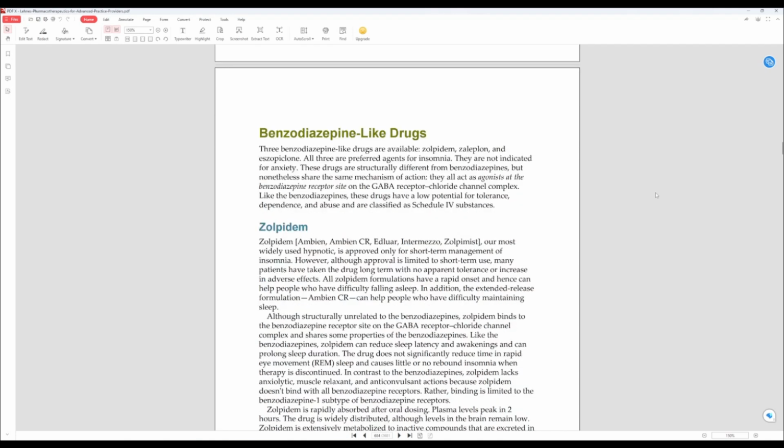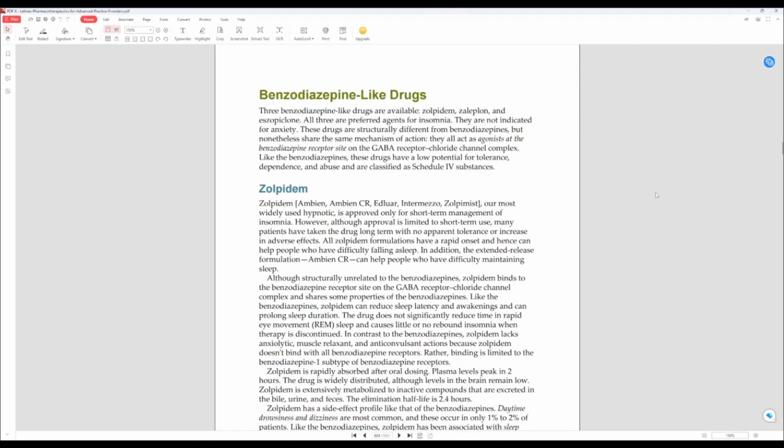So, let's start with the benzodiazepine-like drugs. There are 3 benzodiazepine-like drugs that are available at this time: zolpidem, zaleplon, and eszopiclone. All 3 are preferred agents for insomnia. They are not indicated for anxiety. These drugs are structurally different from benzodiazepines, but nonetheless share the same mechanism of action.